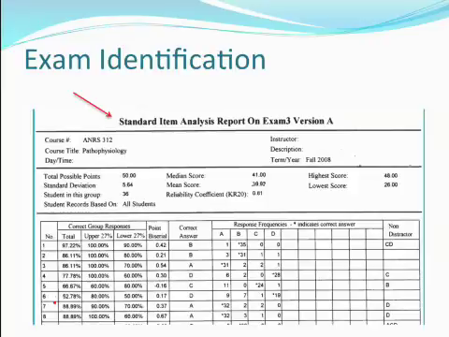On the screen is a typical item analysis report. Across the top of this analysis report, we have the name of the exam, which is exam 3, and the version of the exam we're using, which is A. On the next line, we see the course name, the course number, the instructor's name. Sometimes we'll have a description of the course, the day and time of the exam, and the term. In this case, it's fall 2008.